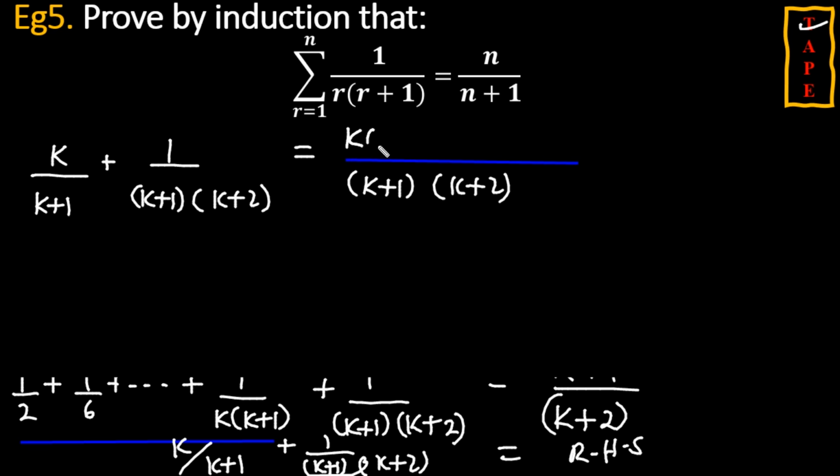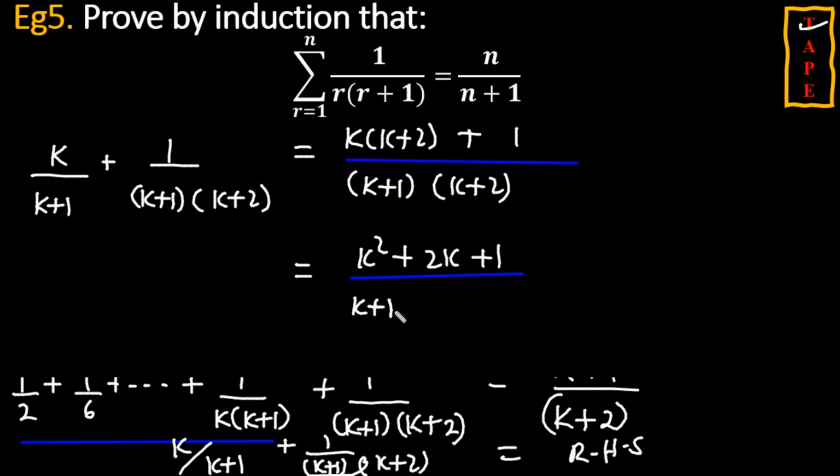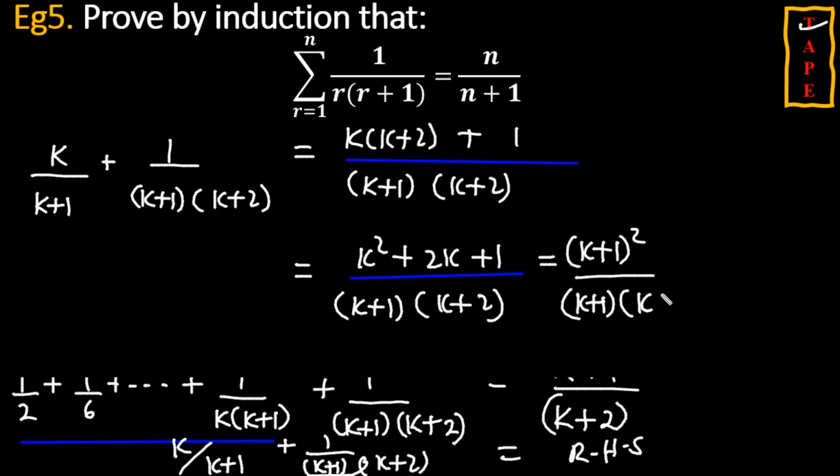So we shall have k into k plus 2. Then plus, when we get k plus 1 into k plus 2, when we divide it with k plus 1 and k plus 2, we shall get 1. 1 times 1, we get 1. So this simplifies to k squared, then plus 2k, then plus 1, everything divided by k plus 1, then k plus 2. But now the numerator, when we simplify it, we shall get k plus 1 squared, everything divided by k plus 1 into k plus 2.